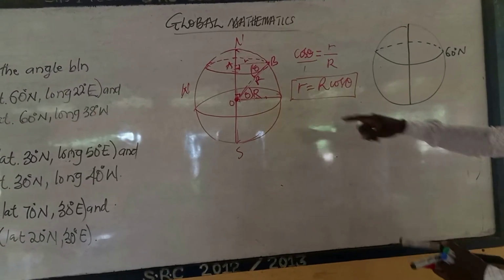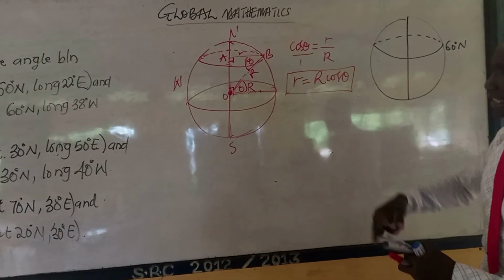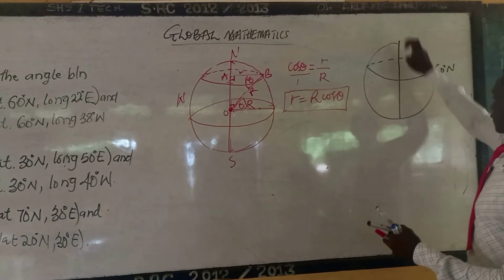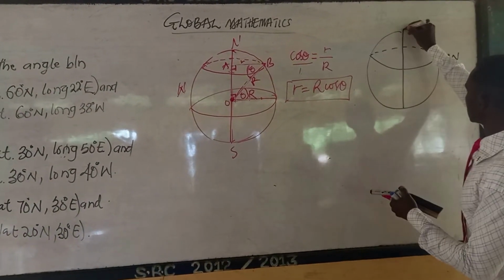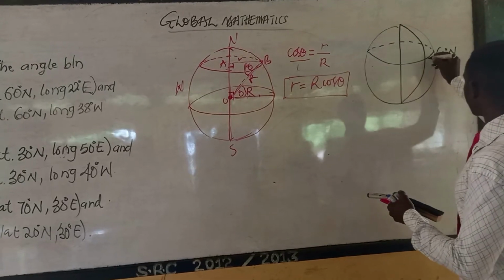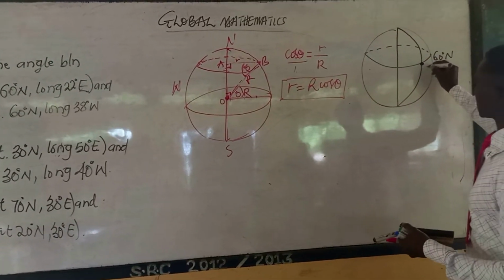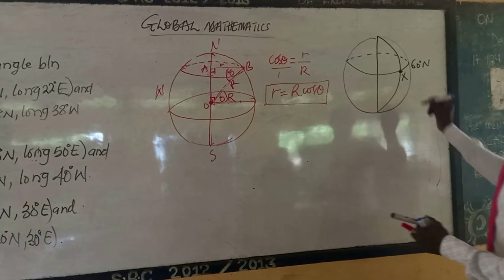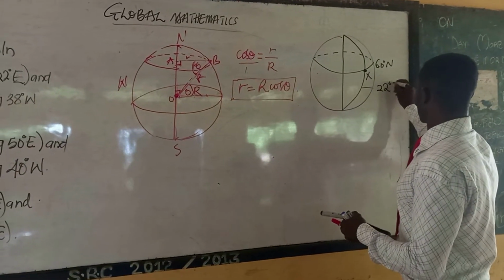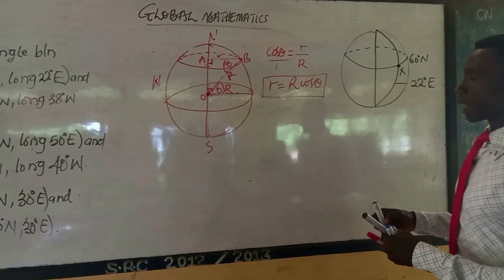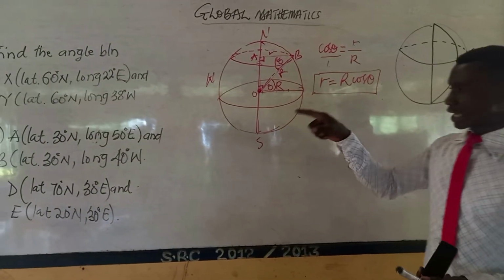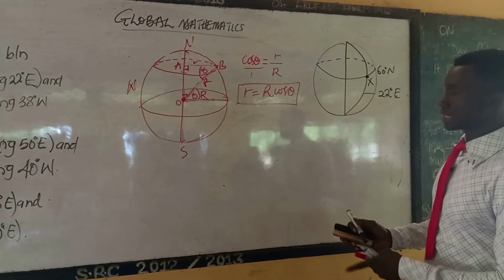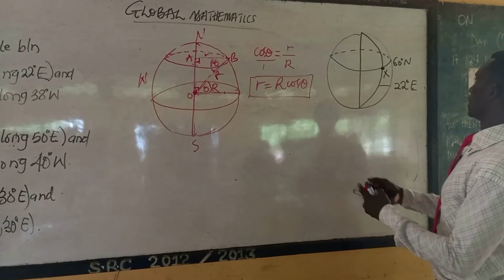Now, latitude 60 degrees north and longitude 22 degrees east. So this eastern part, north, south, east, and west. So 22 degrees east. When I draw it, you see that it means the latitude at this point, and that point is x. That's my point x. Now, another point y of latitude 60 degrees north and longitude 38 degrees west. Latitude 60 degrees north, so the same latitude, but different longitude.